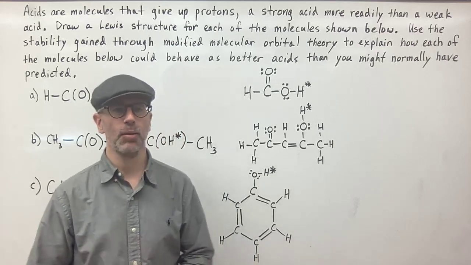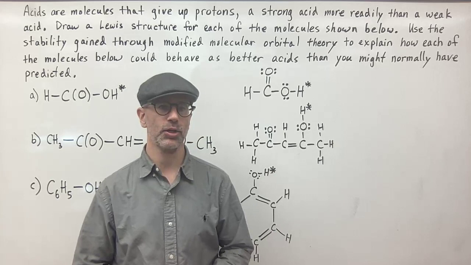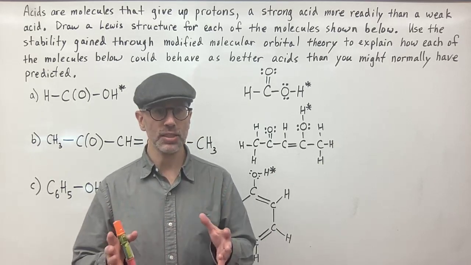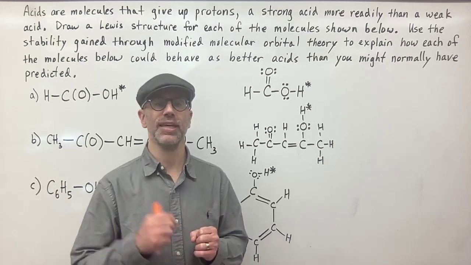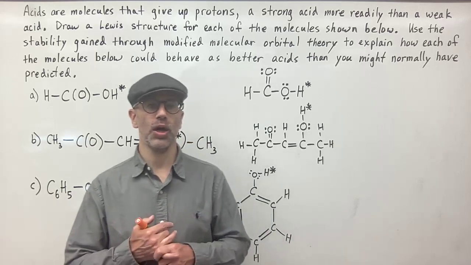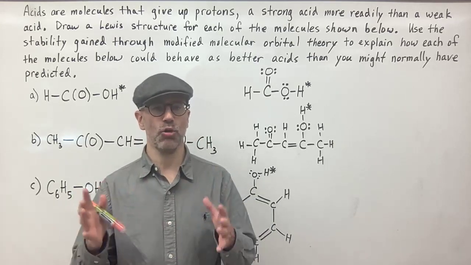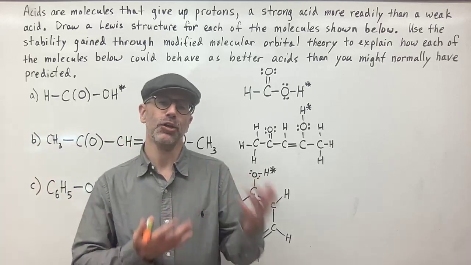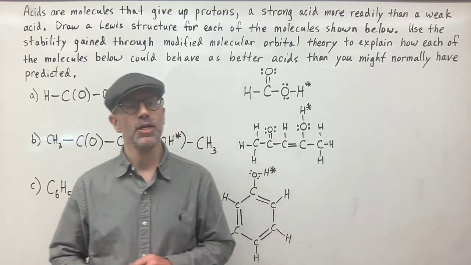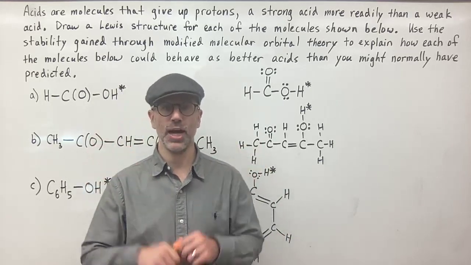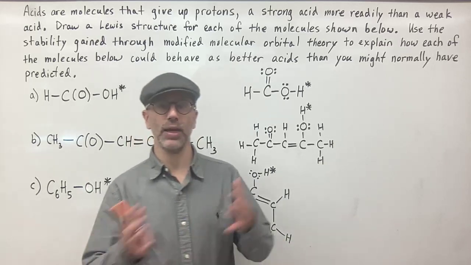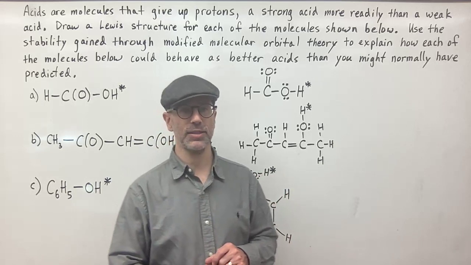Okay, so in this problem we're told acids are molecules that give up protons. Proton is another word for H plus. H plus is the hydrogen with the one electron removed. So a normal hydrogen atom has one proton and one electron, so it has no charge. But if you take away the electron, you're left with just the one proton, so it has a plus charge. So we call it a proton. So acids are molecules that give up protons or H plus ions. A strong acid more readily gives up a proton than a weak acid.